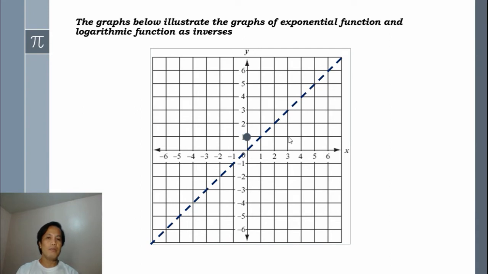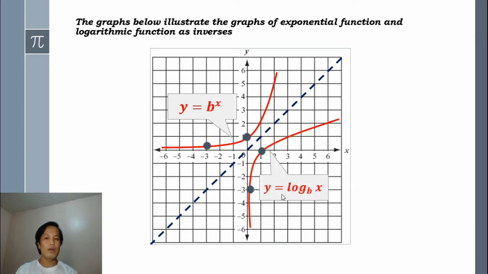If I choose another point here and connect these two points by a curved line, this is now our graph for the exponential function, given the general form. Since the logarithmic is just an inverse, we get the inverse of (0, 1), that means (1, 0). So this is our first point, and this is our second point. Connect that by a curved line. This graph is for y equals b raised to x, and this graph is for y equals log of x base b. These two graphs are defined by the general form, illustrated in one Cartesian plane to indicate that these two functions are inverses.